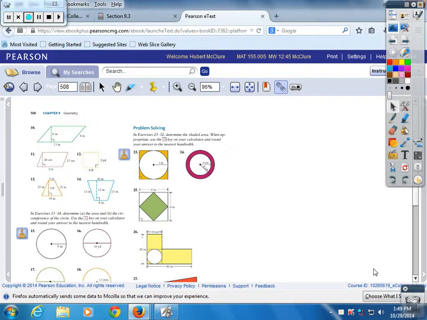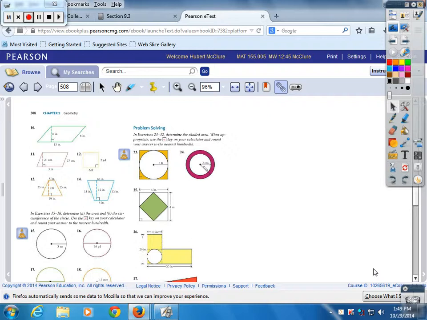They want to know the area of a circle with a 4 centimeter radius and a 3 centimeter radius. So in other words, you're going to find that shaded region by using subtraction. Find the area of the big circle and subtract the area of the little circle, and you're left with that ring.